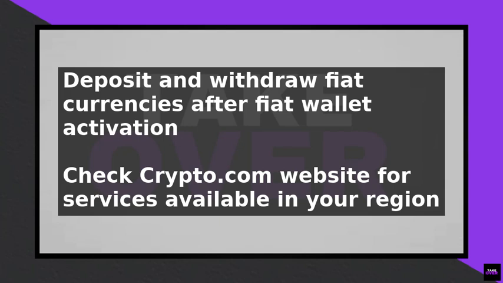By following these steps, you can easily activate your Fiat wallet on Crypto.com and start using it to buy, sell, and trade cryptocurrencies. Remember to always follow best practices for securing your account and to only use reputable and trustworthy services when dealing with cryptocurrencies.